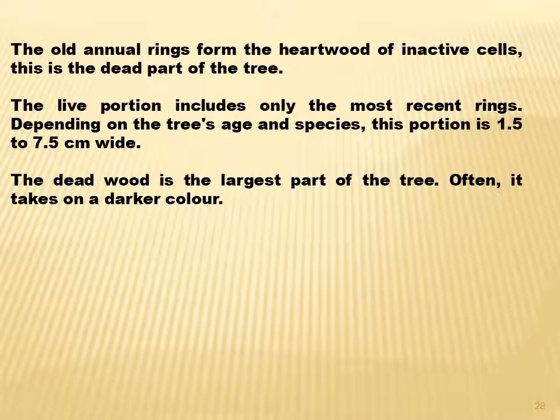The old annual rings form the hardwood of inactive cells. This is the dead part of the tree. The live portion includes only the most recent rings. Depending on the tree's age and species, this portion is 1.5 to 7.5 cm wide. The dead wood is the largest part of the tree. Often it takes on a darker color.